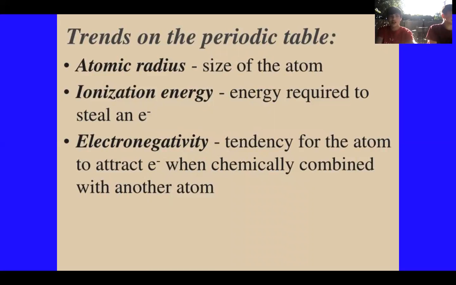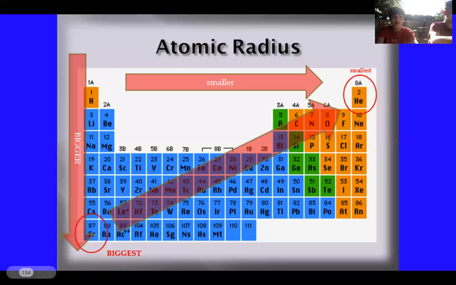The trends on the periodic table. So atomic radius is the size of the atom. The lower you go, the bigger they get, and the more you move diagonally that way, the smaller it gets. So francium down here is the biggest atom with the biggest radius, and then helium is the smallest.